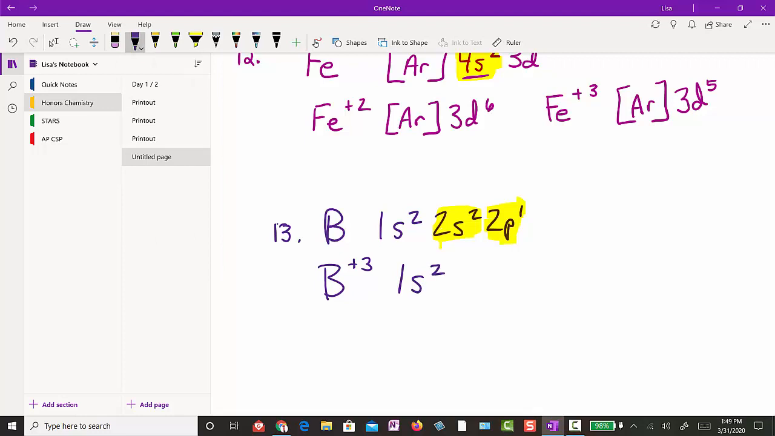And the other way to double check: boron has 5 electrons to begin with, and +3 means it's lost 3. So that ion should only have 2, which, if we look, it does only have 2.